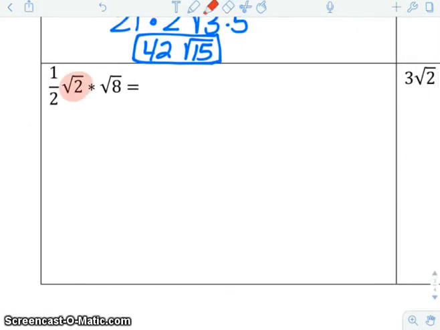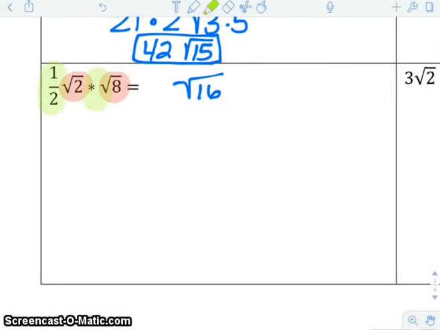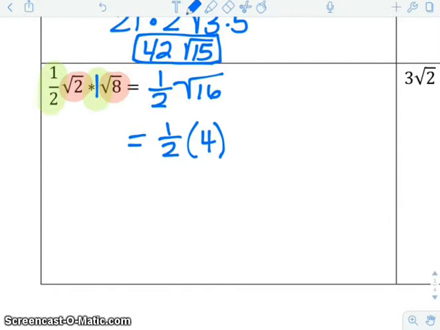If I do radicand times radicand here, 2 times 8 is going to give me 16 under my radicand, and then my coefficient, no coefficient written, is really a 1. So 1/2 times 1. This simplifies into the square root of 16, which is 4. 16, what do we call 16? 16 is a perfect square. 4 times the exact same thing, 4, gives us 16. This whole thing simplifies into 2.